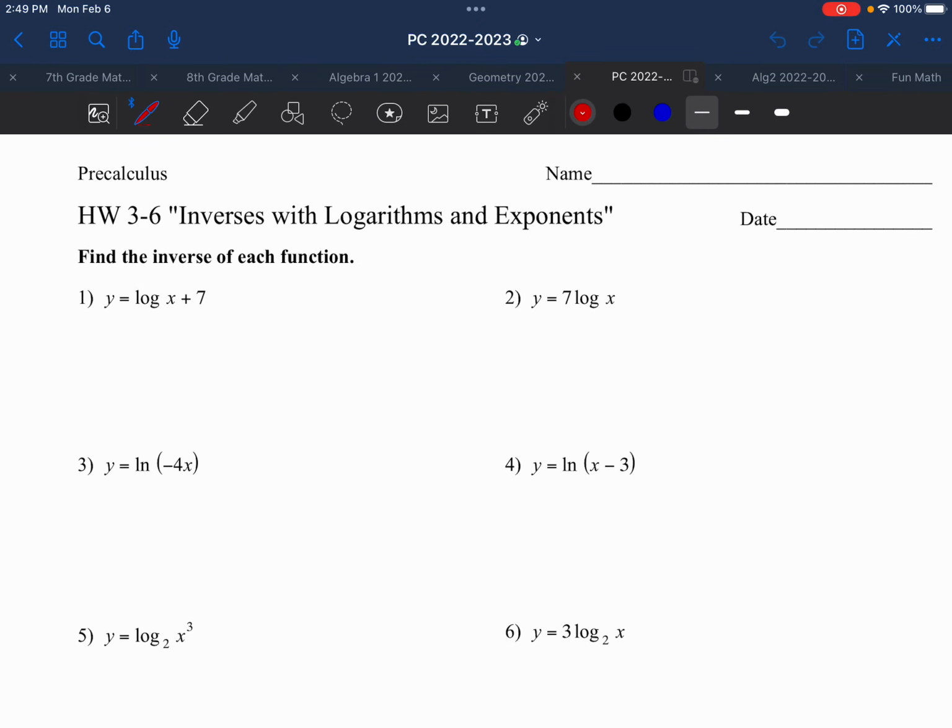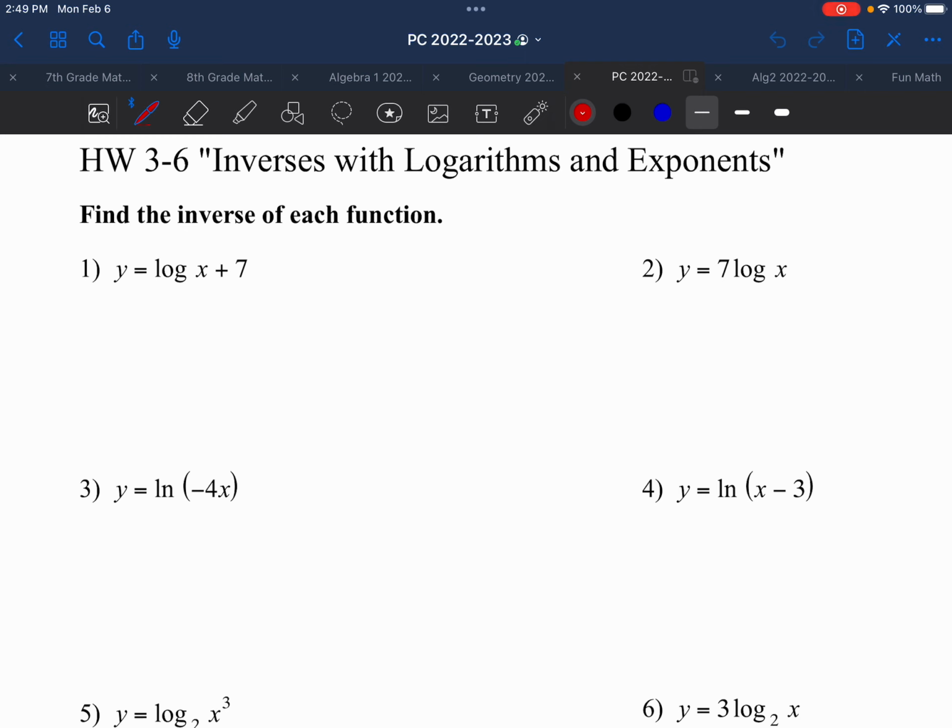Whenever you're doing the algebraic inverse, all you're supposed to do for your first step is switch your x and your y. So this is going to read x is equal to log of y plus 7. I just switched my x and my y. And then from here, technically that's in parentheses, but you don't really need to write that. I need to get rid of this plus 7 first, so I'm going to subtract 7 on both sides. I'm going to get x minus 7 is equal to log of y.